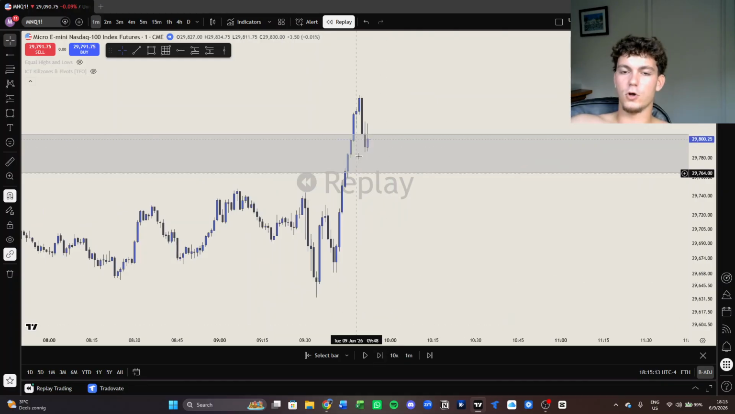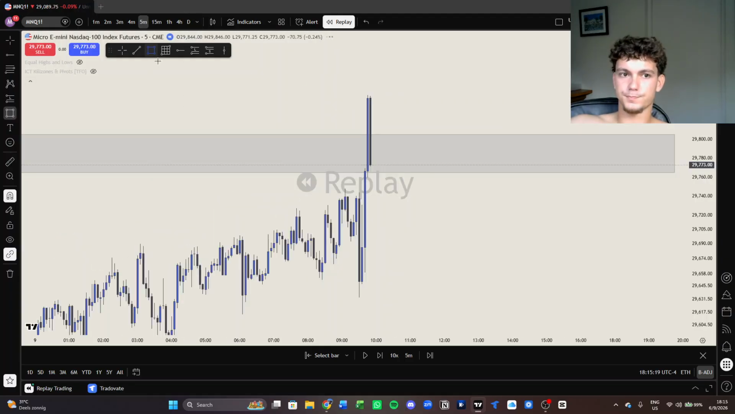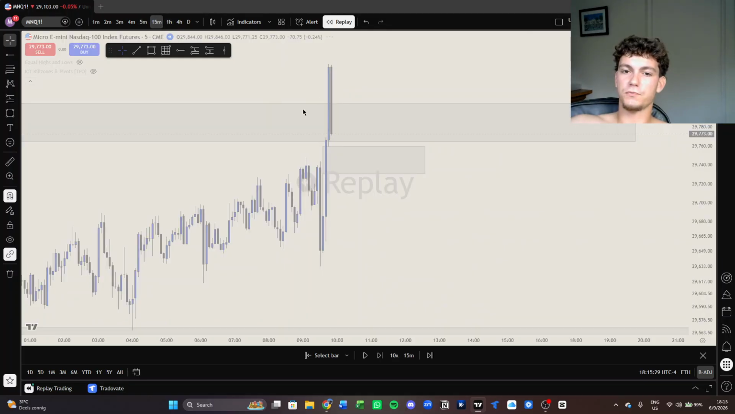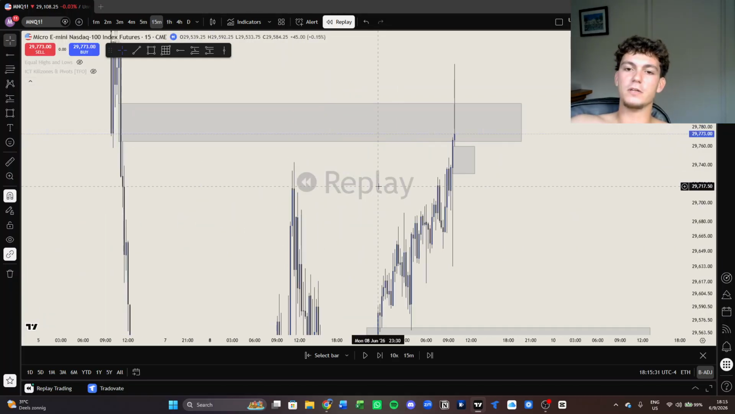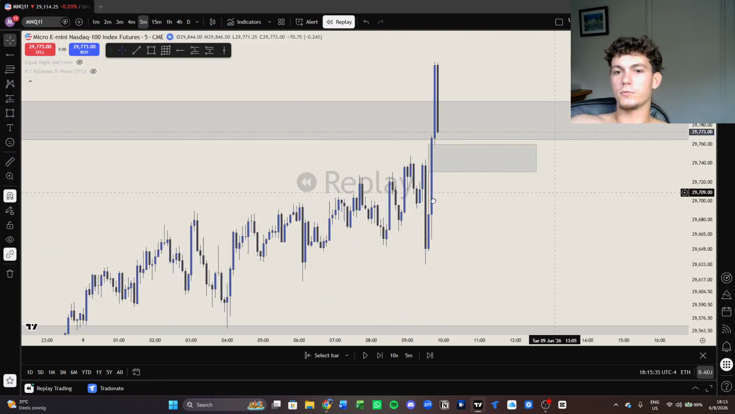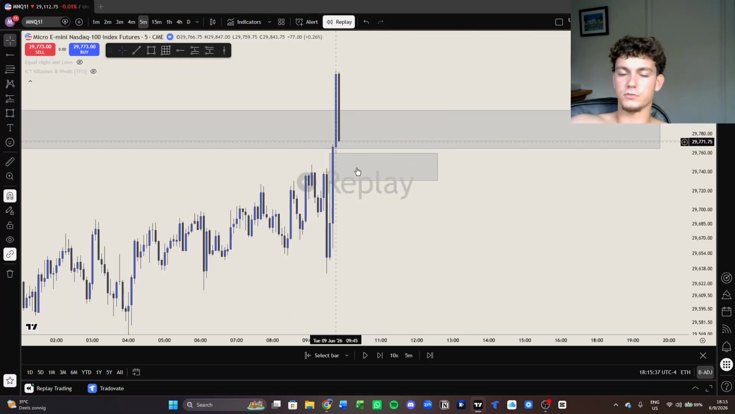and then moves lower. So now this manipulation leg has created a 5-minute fair value gap right over here, and this was going to be my confirmation. If we inverse this, we go lower. But if we respect this and move higher and then also potentially inverse this 15-minute, that would be great bullish structure and confirmation for me. So at this point in time, I was kind of reactive and really dependent on this 5-minute candle to see what was going to happen.